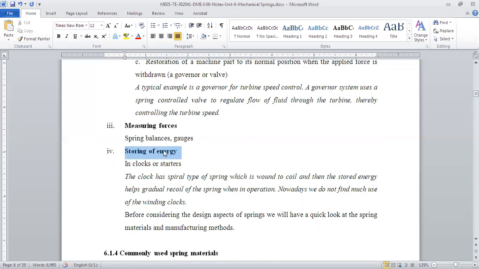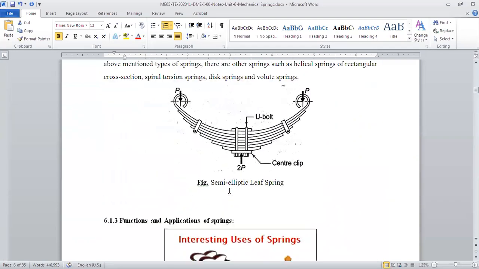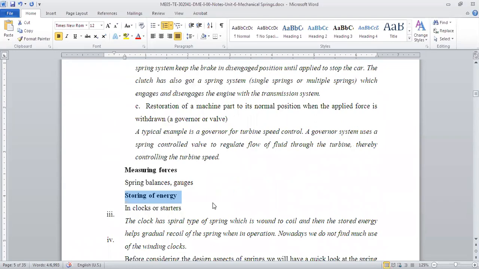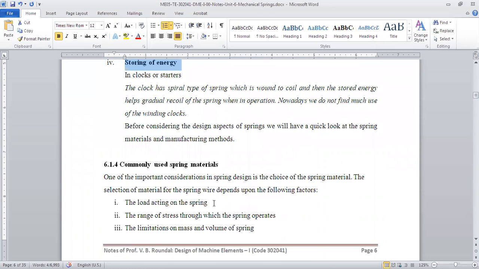And last is storing the energy, like as we know in toys or in clocks, when we rotate the key, the spring will be wound, and because of that, the energy will be stored. When we take out the key, slowly it will unwind, and because of that, it will give away the energy, right? So to store the energy and give it back once the force is removed, that is also another purpose of the spring. Right? So these are different applications of the spring, like cushioning, absorbing the energy, controlling the motion, measuring forces, and storing energy.